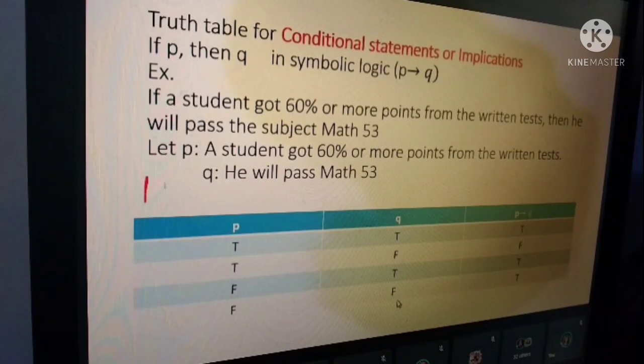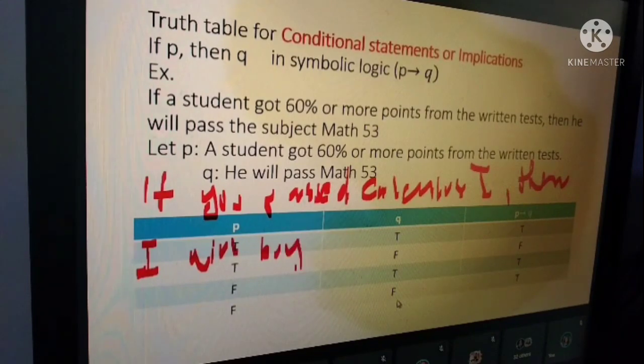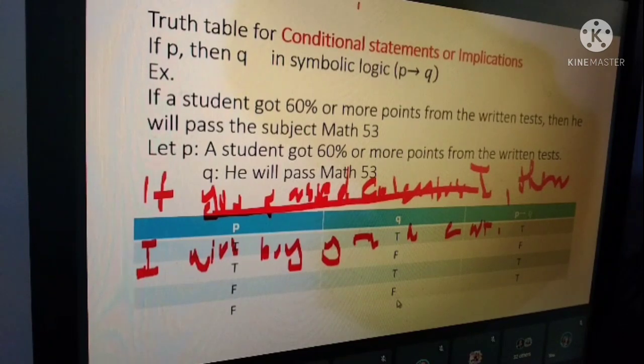Ano sabi naman? Halimbawa sa'yo, if you pass Calculus 1, then I will buy you a car. Wow. I will buy you a car. So, ang premise natin dito, kapag pumasa ka sa Calculus 1, bibilhan ka ng sasakyan. Okay? So, yung dalawang proposition natin na makukuha natin dito ay yung una, yung pass Calculus 1. So, we'll let that as P. Okay? And we'll let Q as the second proposition, I will buy you a car.